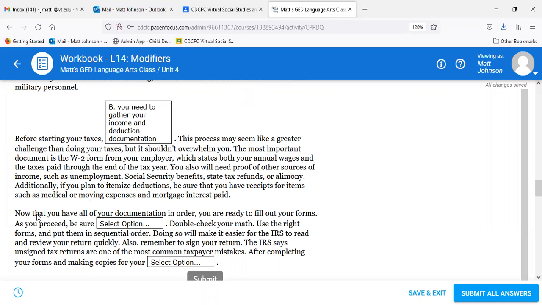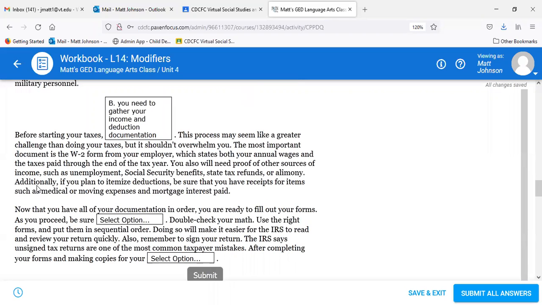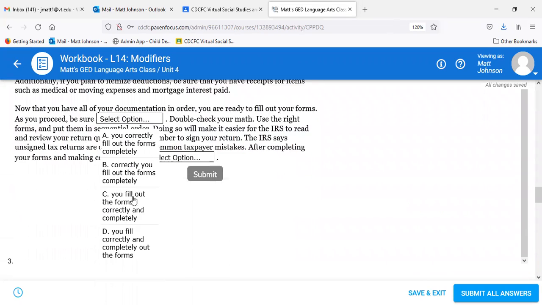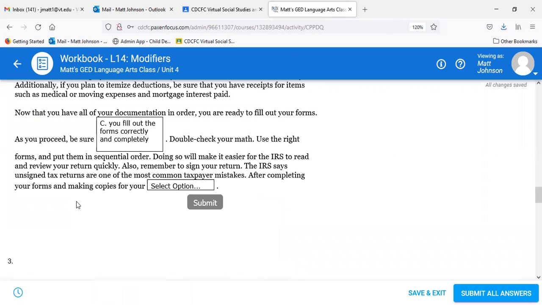Now that you have all of your documentation in order, you're ready to fill out your forms. As you proceed, be sure, C, you fill out the forms correctly and completely.